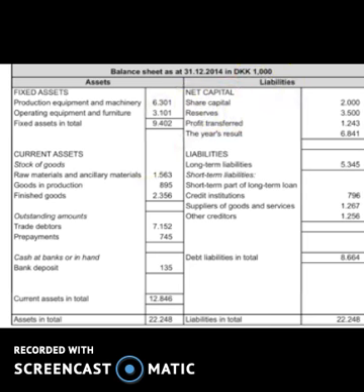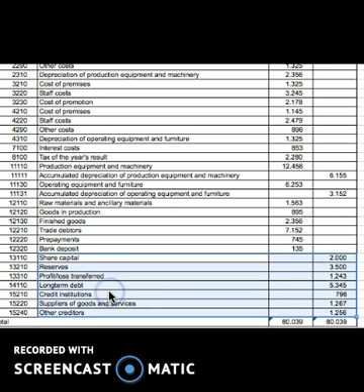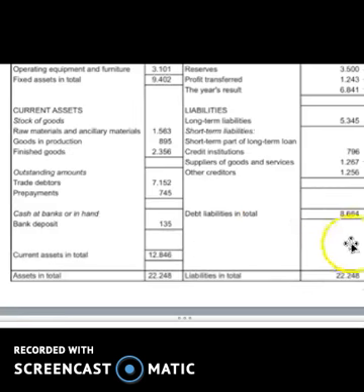Then we go over to the liabilities. Then we have the share capital. Again, here it's important to move the figures over so that you get the right amount. Then you're able to fill up the balance sheet, and there will be an equal value of liabilities and assets in total.